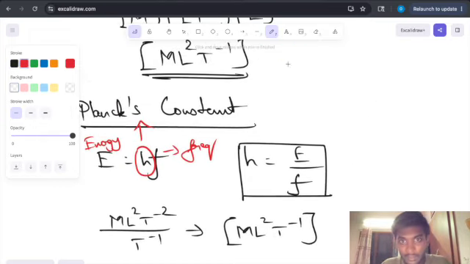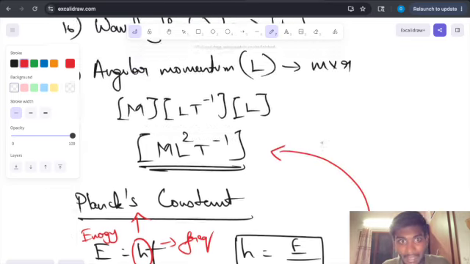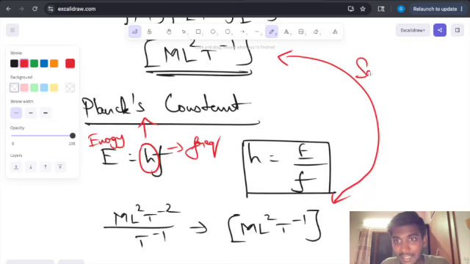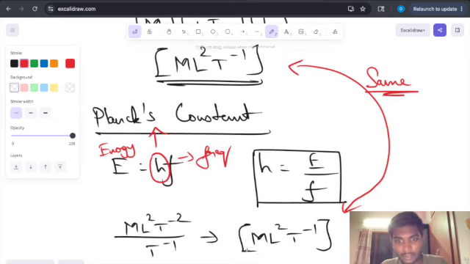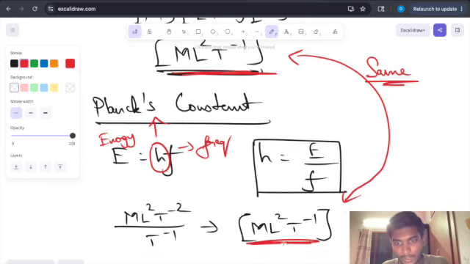Now these two, angular momentum and Planck's constant, have the same dimension. You can verify this over here. ML square T inverse, ML square T inverse.